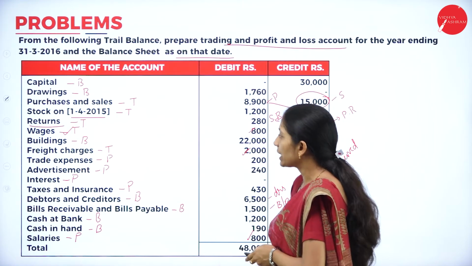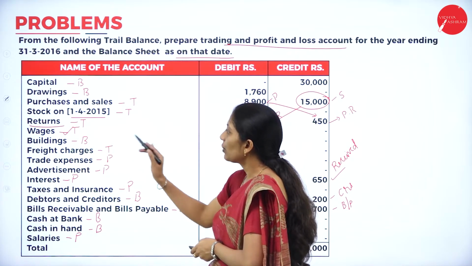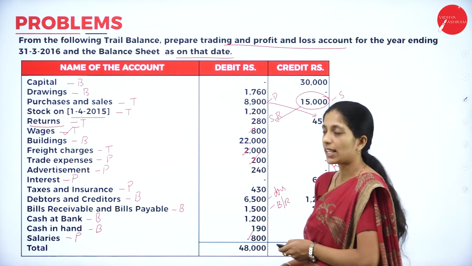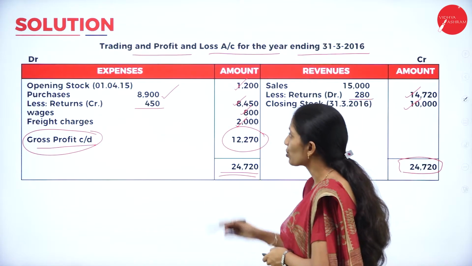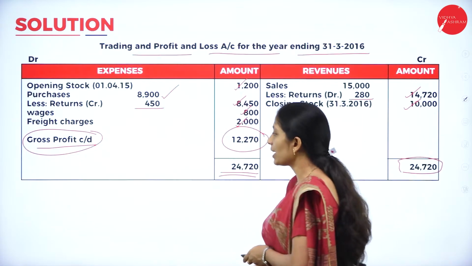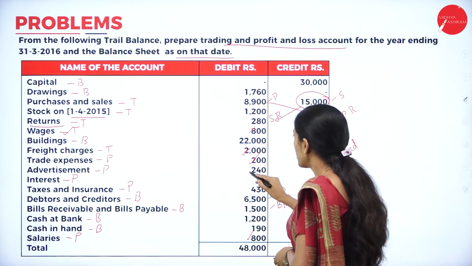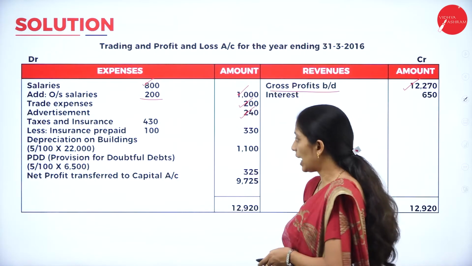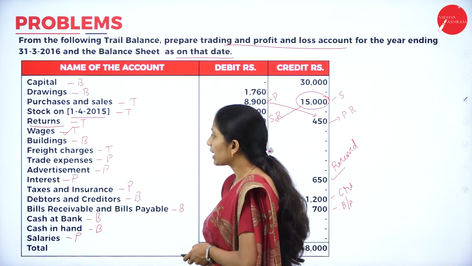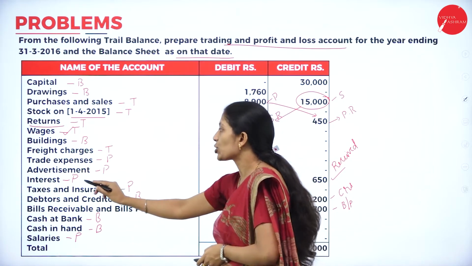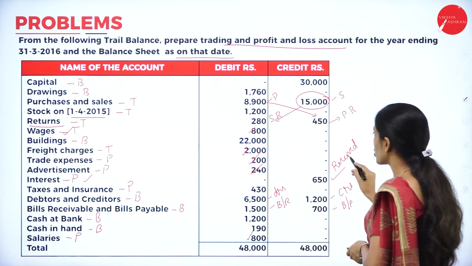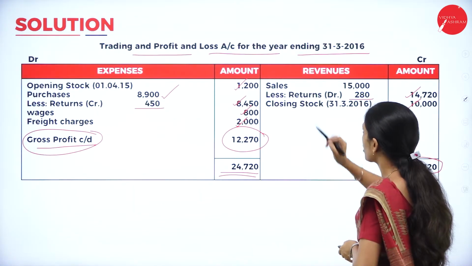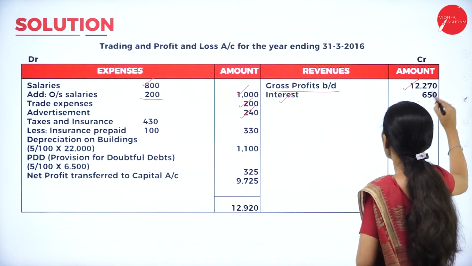Next, you record all the indirect expenses. So coming here, we have what? That is trade expenses. How much? 200. So any adjustment on trade expenses? No. So write directly 200. Next one, advertisement 240. So record 240 directly because we don't have any other adjustment. Next one, after advertisement, yes, interest we have. So what it is? This is interest received. So it is an income. So write in the credit side of profit and loss account. So interest, how much? 650.